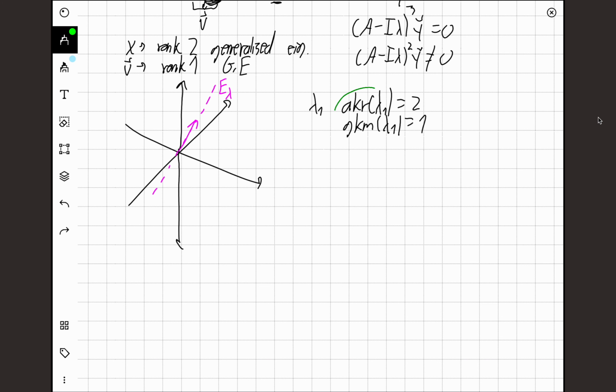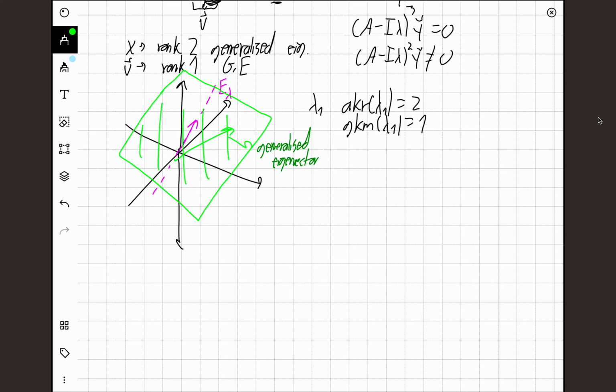But since the algebraic multiplicity equals 2, we know that there has to exist some sort of two-dimensional plane, where this line lies on the plane, and every single other vector which is in the plane but not on this line will be a generalized eigenvector of rank 2. Which means any vector on the line, after I apply A - λI to it, is going to fall onto this line here, and then when we apply A - λI to it again, it's going to go to 0. So this plane over here, this is the generalized eigenspace.